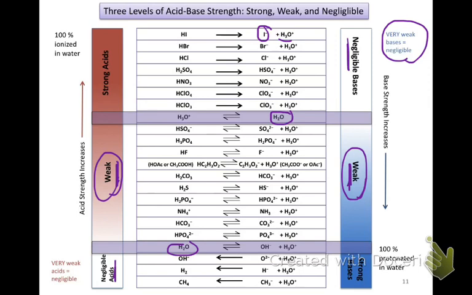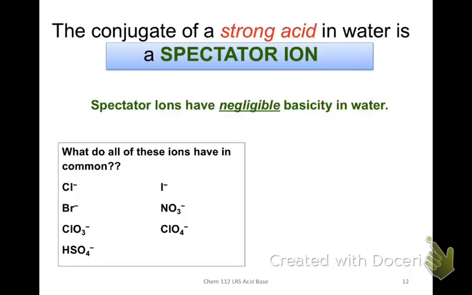So we're going to distinguish between weak and negligible. Negligible is too weak to be called weak. So everything in the middle is weak acids and bases. So let's talk a little more about that. The conjugate of a strong acid in water is so poor, so pitiful of a base, it's not even going to be called weak. It's going to be called a spectator ion.